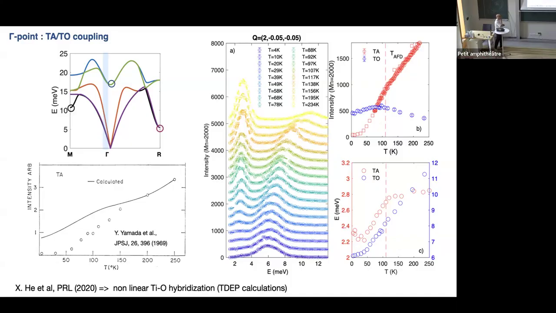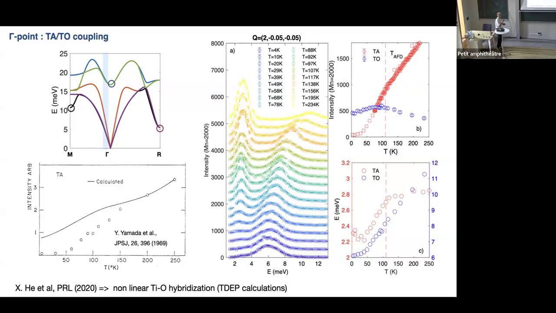And here I show the evolution of the intensity and the energy position of these two modes. And there are two things to notice. The first one is the acoustic branch at low temperature has a strong decrease of its intensity. And this was actually already there in the Yamada paper. And this is a signature that you have spectral weight transfer from the TA mode to the TO mode. But in addition, you also have a softening of the acoustic branch of about 0.4.